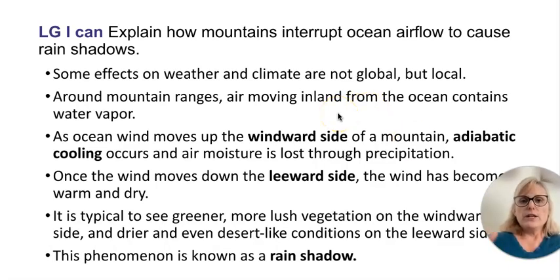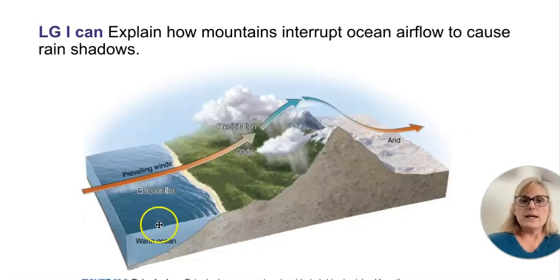Okay, so mountain ranges. If you're on the windward side, which is facing the wind, ocean wind is going to blow the air that has moisture in it up the side of a mountain. Then adiabatic cooling occurs and moisture is lost through precipitation. And then once wind moves down the leeward side, the winds become warm and dry. So you're going to have greener, lusher areas on the side facing the ocean, and on the other side of the mountain, you're going to have the rain shadow effect. So let's take a look at that diagram.